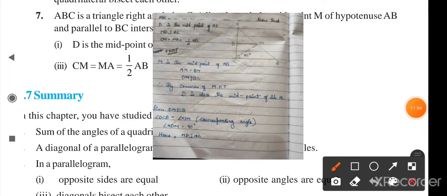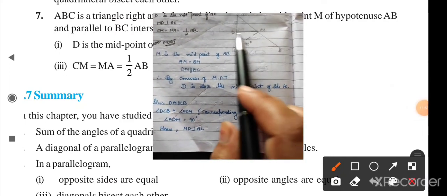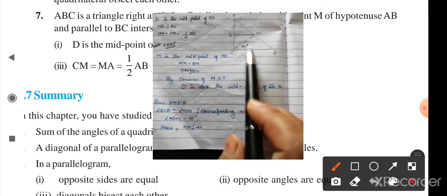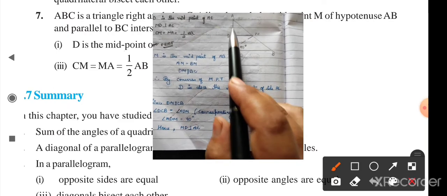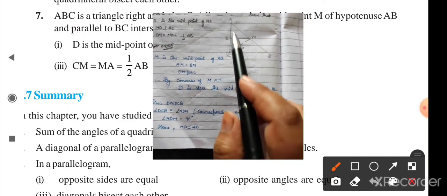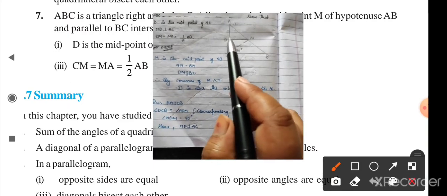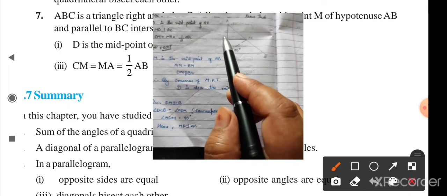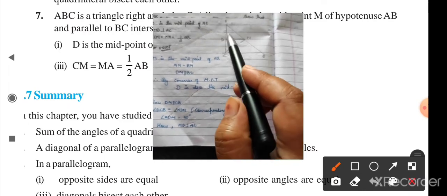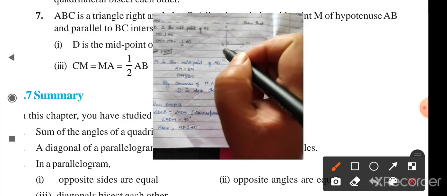So you can see that, as I have done for you, DM is parallel to BC and M is the midpoint of AB. Hence you can say that D is also the midpoint of AC. Therefore the first part, D is the midpoint, is proved. Now moving to the next part, MD is perpendicular to AC. That means you have to prove that angle ADM is 90 degrees.